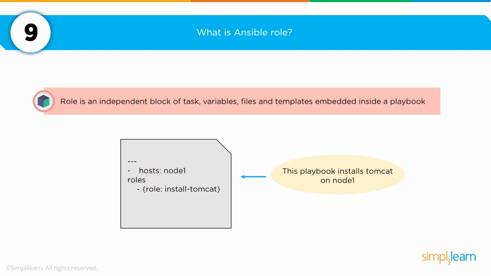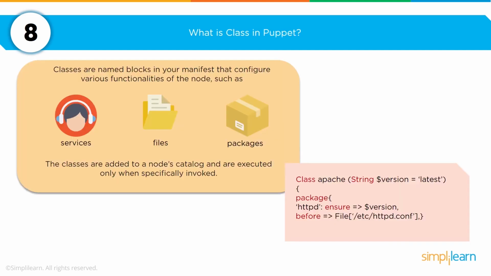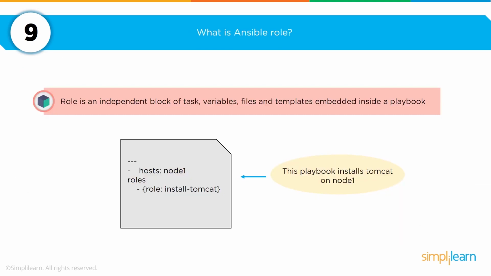So as we move into Ansible, one of the things that you're going to be asked around Ansible is, what is an Ansible role? A role is an independent block of tasks, variable files, and templates embedded inside of the playbook. The example we have here on the screen shows you one role within a playbook. In this role, it is to install Tomcat on a node. Again, as with the previous question within Puppet of a class, it's probably good to have memorized just one or two roles so you can talk knowledgeably about Ansible when you're having your interview.